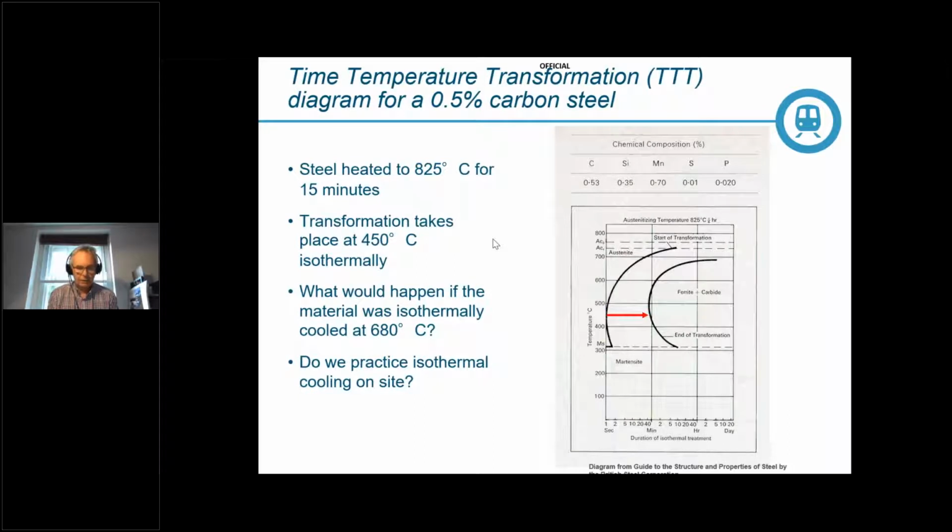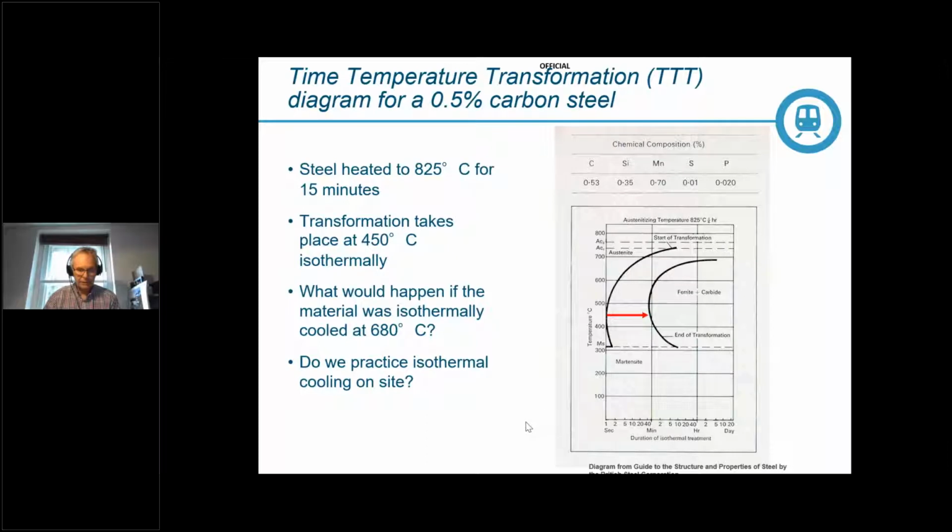So, as I noted at the beginning, there is a time element to the transformation of the crystalline structure in the steel. And this is the time temperature transformation, TTT diagram, for a typical 0.5% carbon steel, which has been heated to 825 degrees C for 15 minutes. So we've taken our steel, we've heated it up for at least 15 minutes, okay? The two curved lines represent the start and the end of the transformation, these two curved lines here.